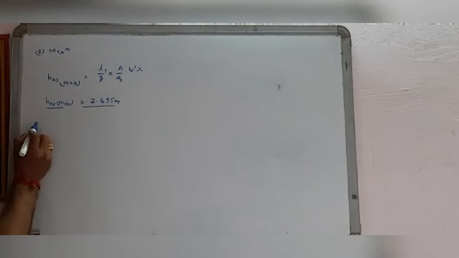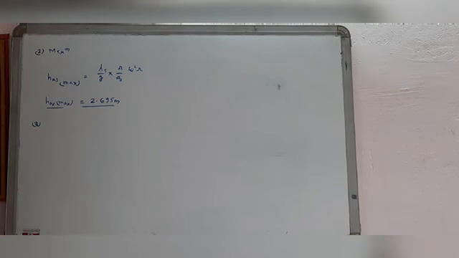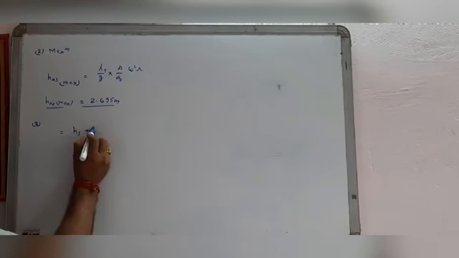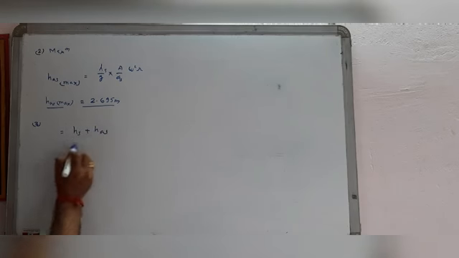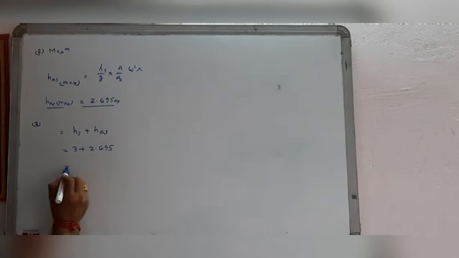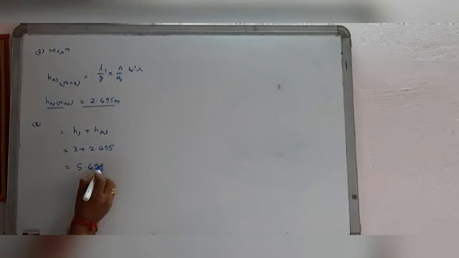Now we have to calculate pressure head in cylinder at the beginning of suction stroke, which is equal to HS plus HAS, that is equal to 3 plus 2.695, that is equal to 5.695 meter.